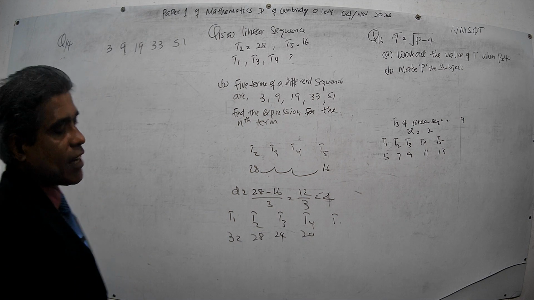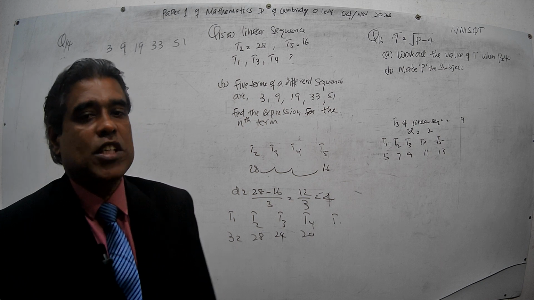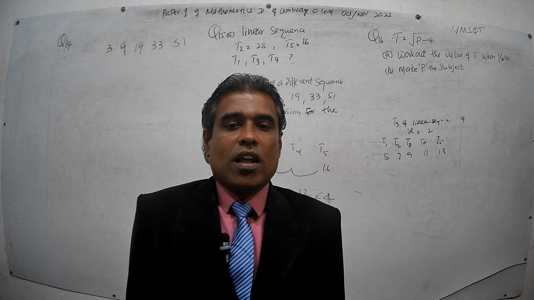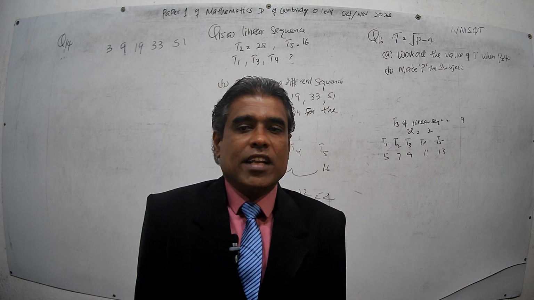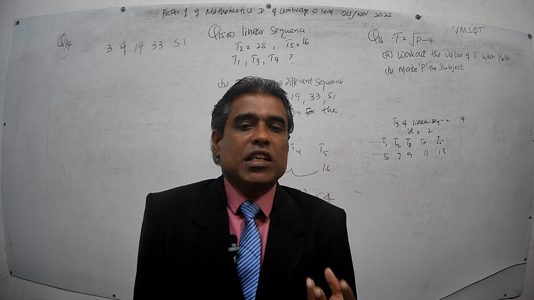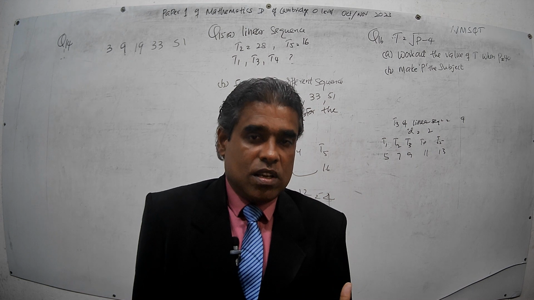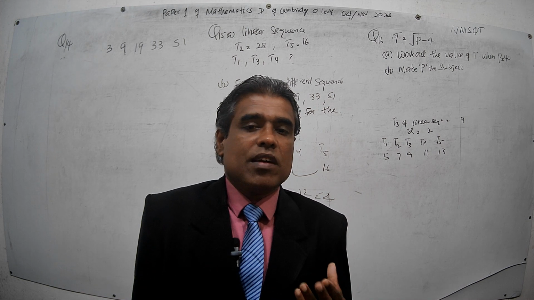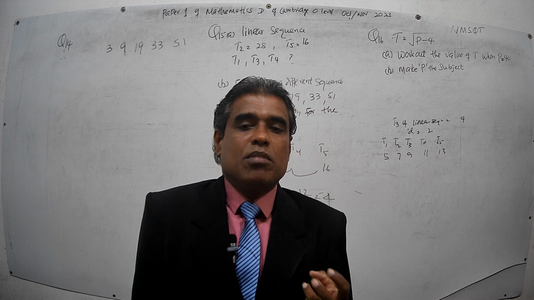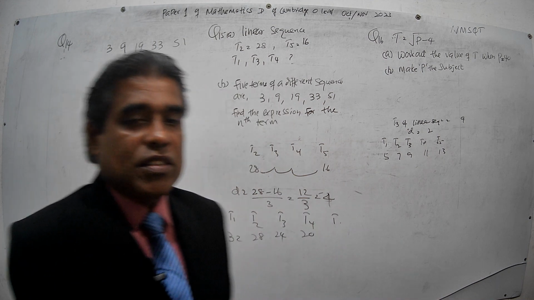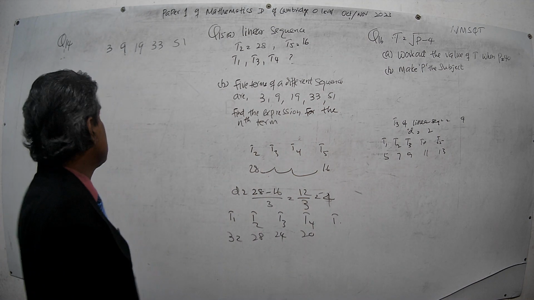In a linear sequence, I told you the main conspicuous property of a linear sequence is that it maintains a common difference between every pair of consecutive terms. If you get the difference between every pair of consecutive terms, it will be a constant value. It should be a fixed difference between every consecutive term. See whether it is there.